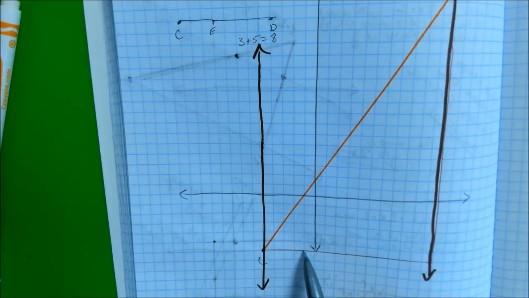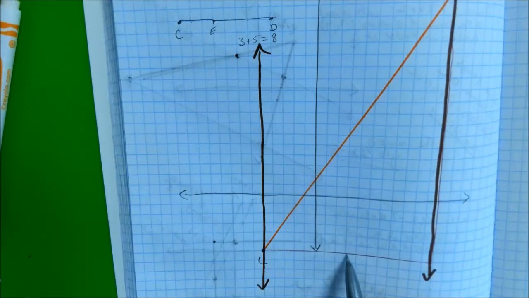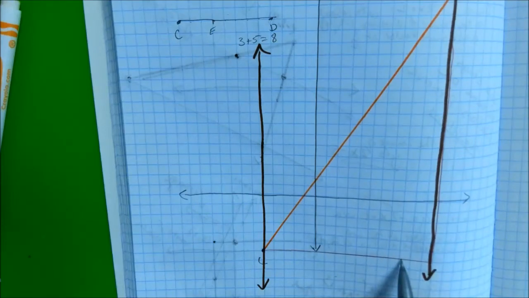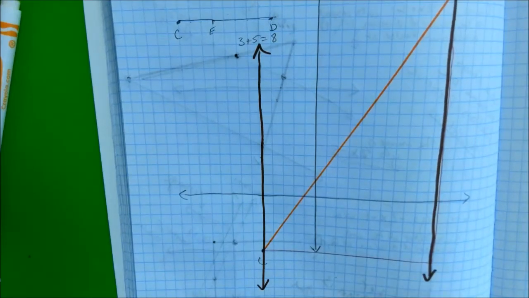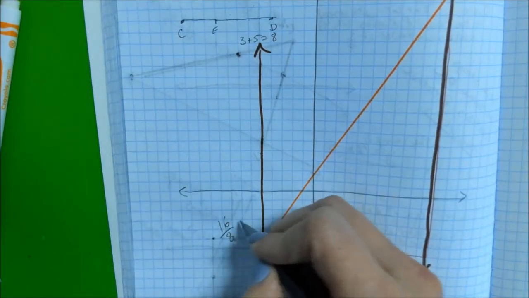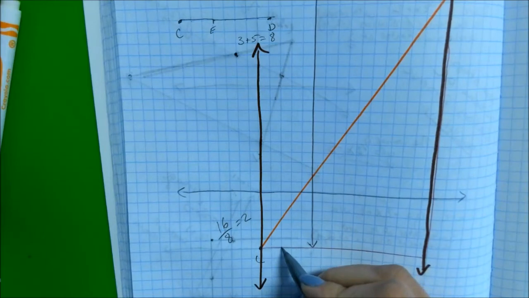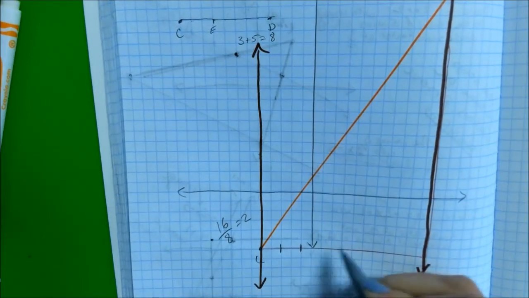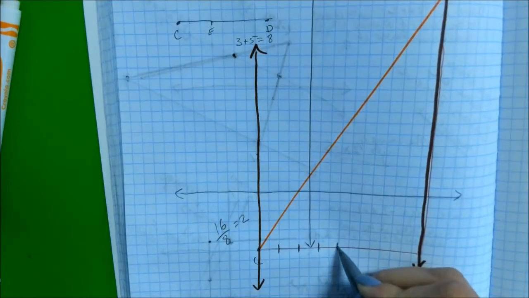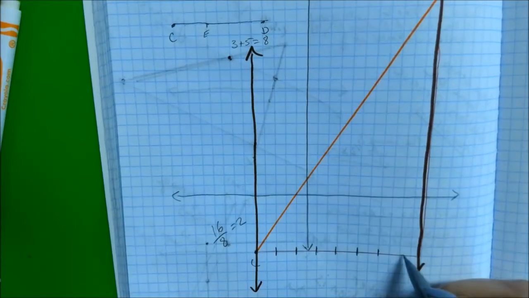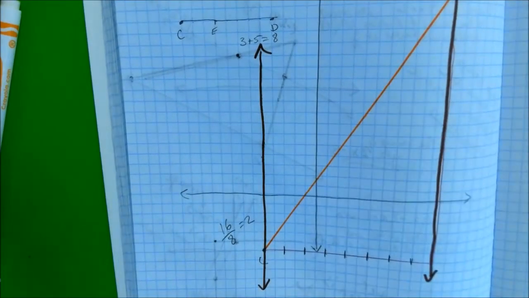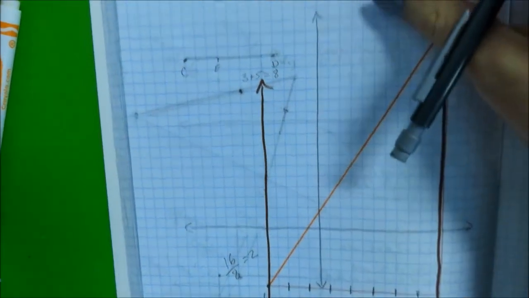1, 2, 3, 4, 5, 6, 7, 8, 9, 10, 11, 12, 13, 14, 15, 16. Ha, it does work. So 16 divided by 8 is 2. So 2, 4, 6, 8, 10, 12, 14. I guess I missed something. I guess I didn't really guesstimate where E might be.